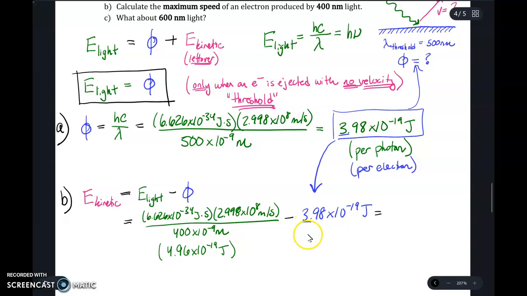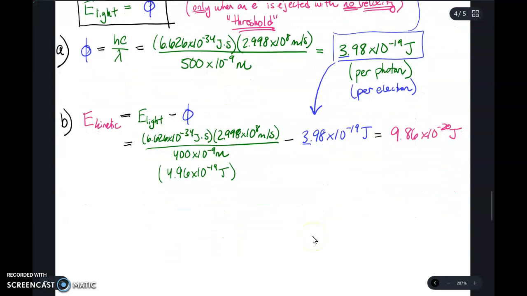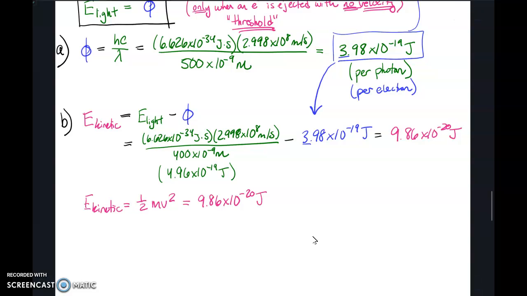And so if I solve for that leftover amount by subtracting these two, I'm going to get 4.96 times 10 to the negative 19th minus the 3.98 times 10 to the negative 19th, which gives me 9.86 times 10 to the negative 20th joules left over. Now with that value, I can come back to my kinetic energy equation, which is 1/2 mv squared, and I can set this equation equal to 9.86 times 10 to the negative 20th joules. And basically, I just want to solve for velocity now.